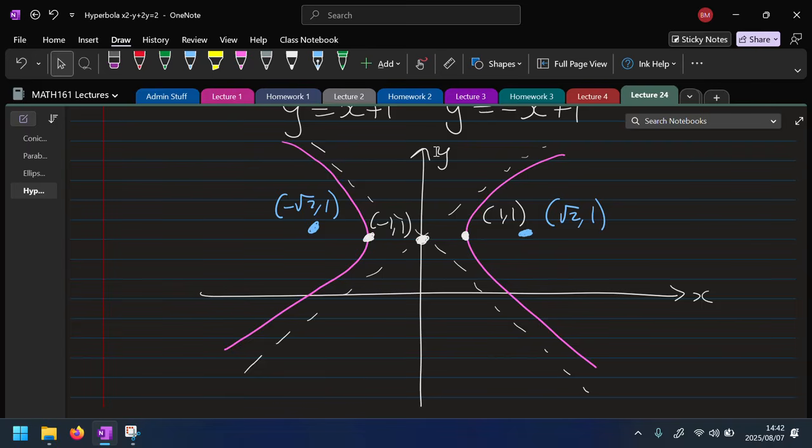Okay, so again, everything's exactly the same as what we did last time, but now you just have to include that shifting. So the vertices, the focal points, the asymptotes, you calculate it exactly as we did last time, and then just the plus k and h, depending on how you're shifting.